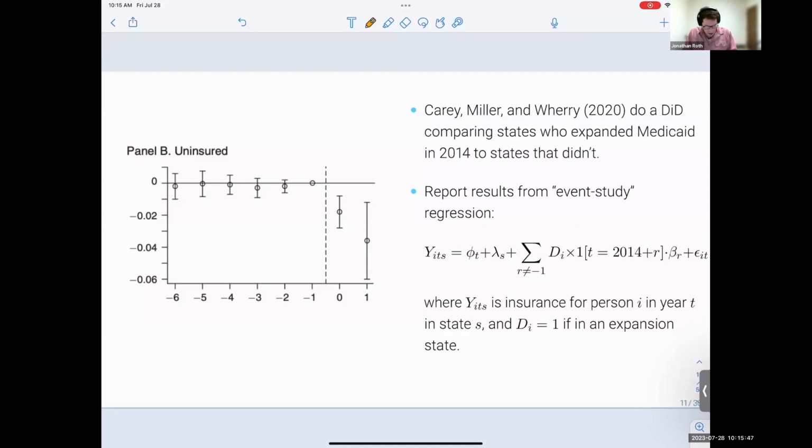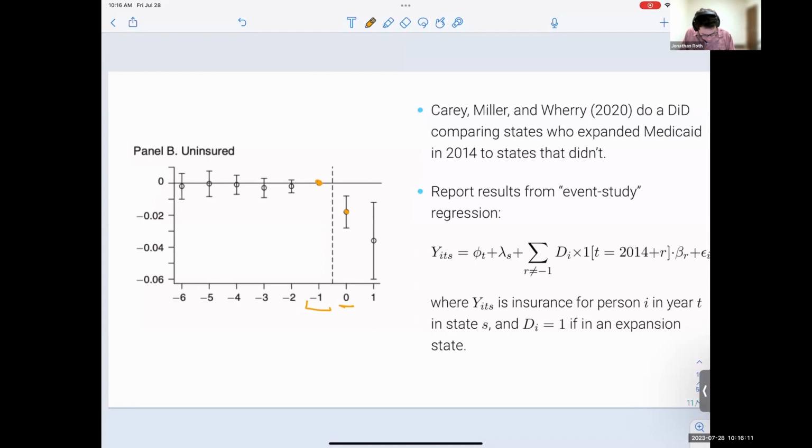Roughly speaking, we're going to normalize the difference between the treated and the control group, that is states that expand versus states that didn't, to 0 in periods before they expand. And so this period 0 coefficient here is the diff-in-diff between the period before the treatment and the first period in which this treatment, the Medicaid expansion, exists. So this is comparing changes in outcomes for states that expanded Medicaid to changes in outcomes for states that didn't expand Medicaid.